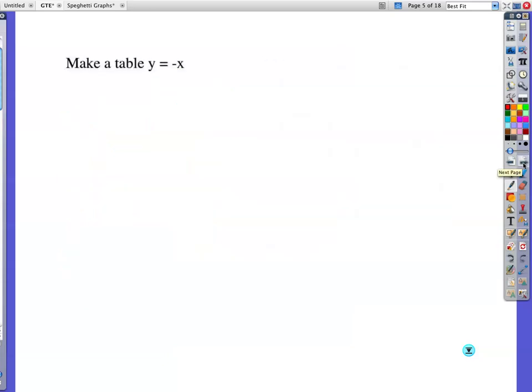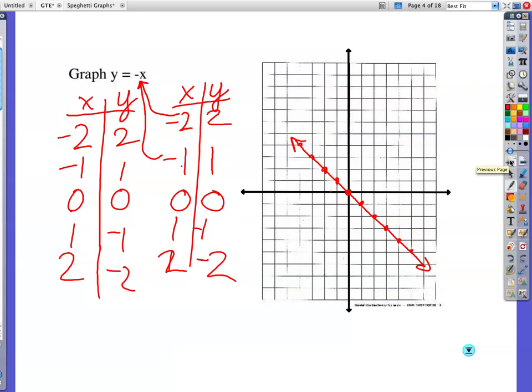We continue on. We want to make a table. Y equals negative x. Once again, we don't have the graph. We don't want to take the time. I think this was the one I just did. I'm going to keep going for it. I just did that, did I not? Yeah.